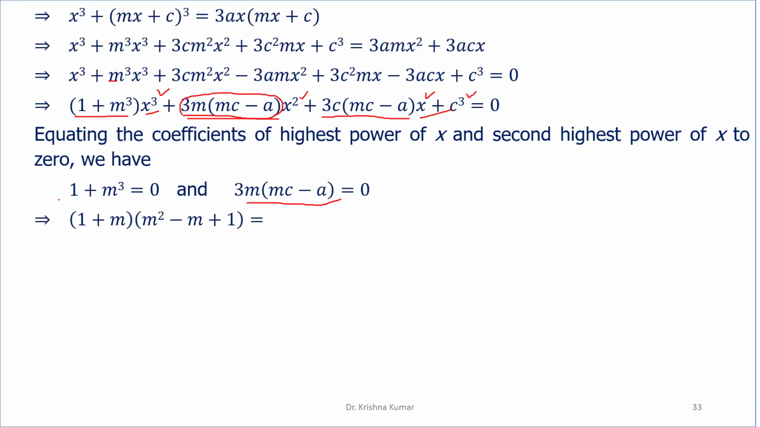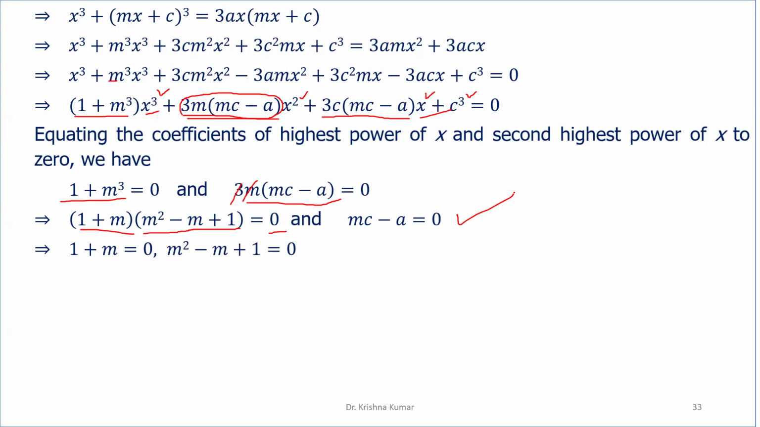So it can be written as a cube plus b cube, so 1 plus m into (m square minus m plus 1) equal to 0. And this 3m cannot be equal to 0. So mc minus a equal to 0. So which gives us 1 plus m equal to 0, and we write down m square minus m plus 1 equal to 0 and mc minus a equal to 0.